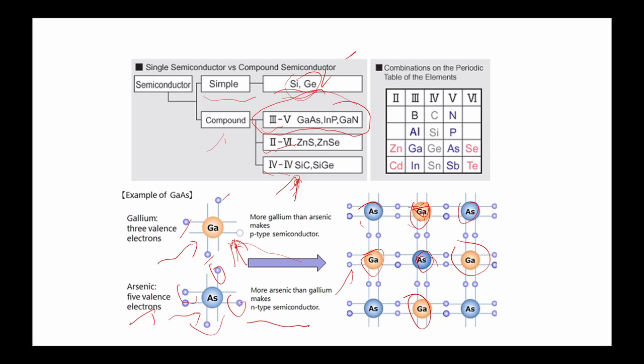But while growing gallium arsenide on a substrate, it is not that easy to grow gallium arsenide on a wafer, on a substrate.